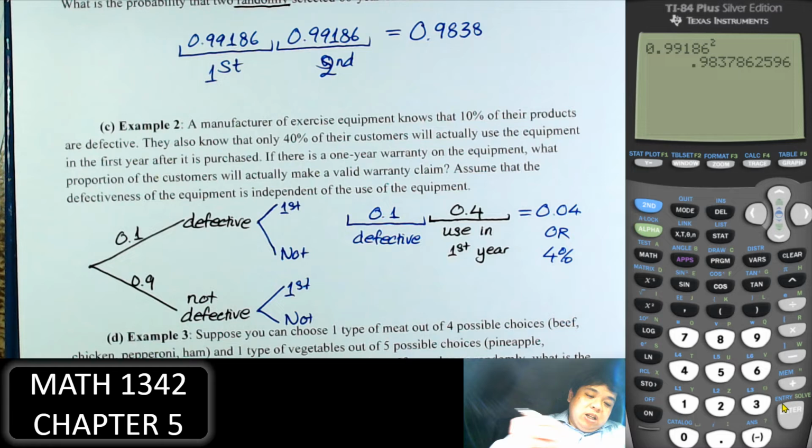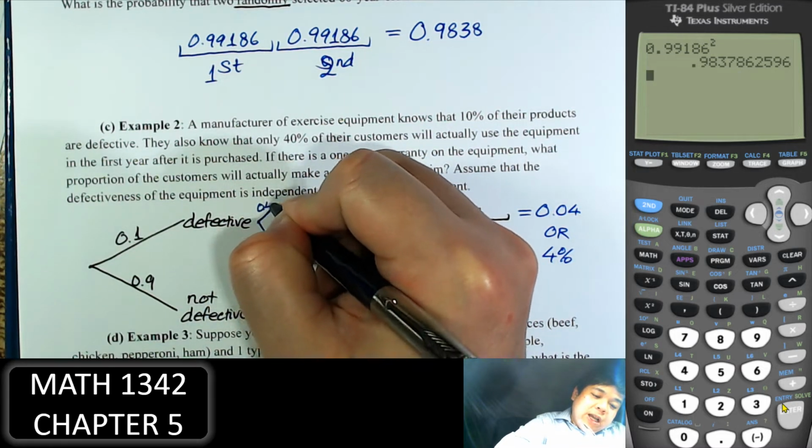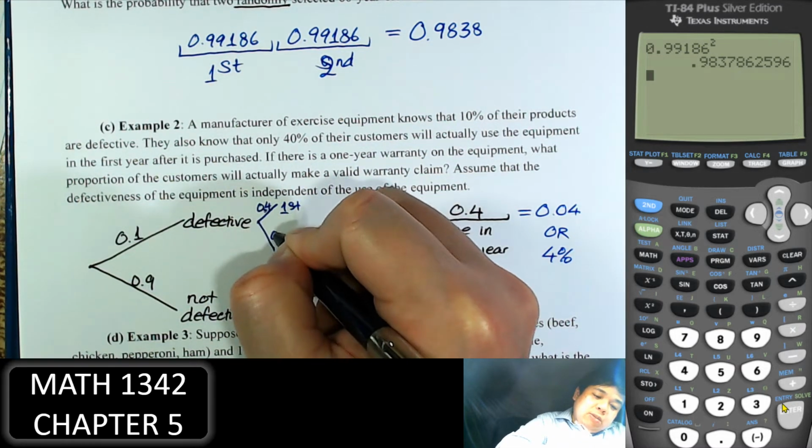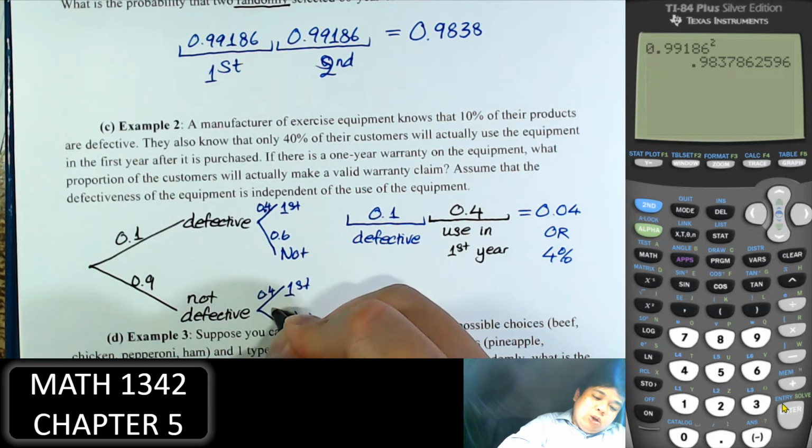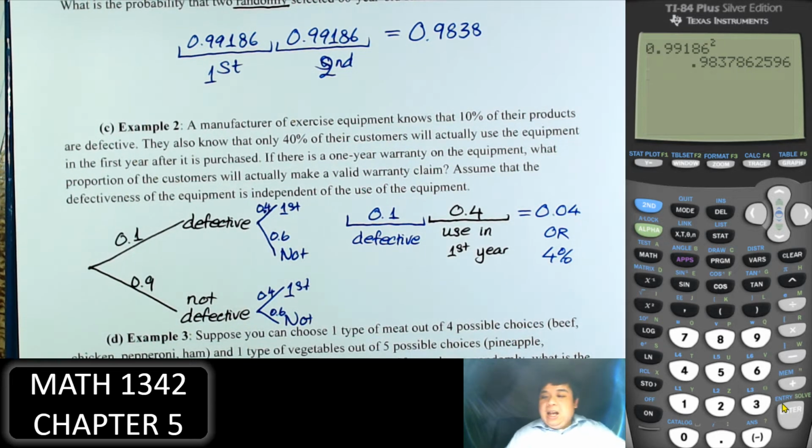Now, using the first year is 40%, and not using it is 60%. Now we have the tree diagram. After we have the tree diagram, we just trace from the beginning to the end.